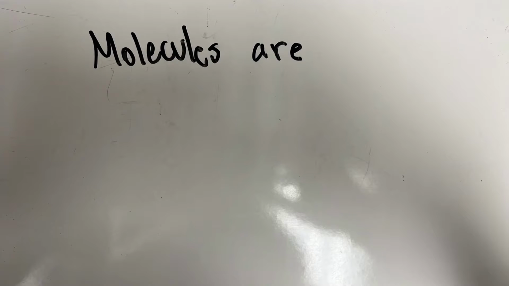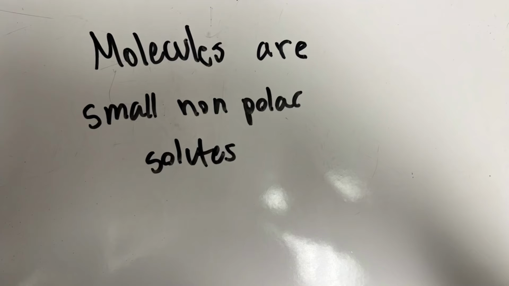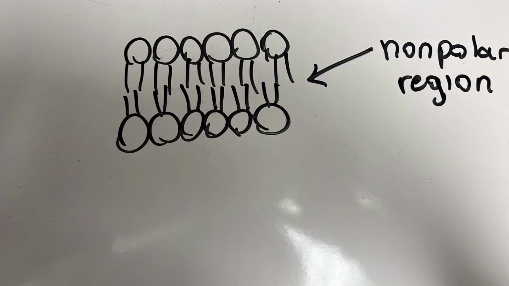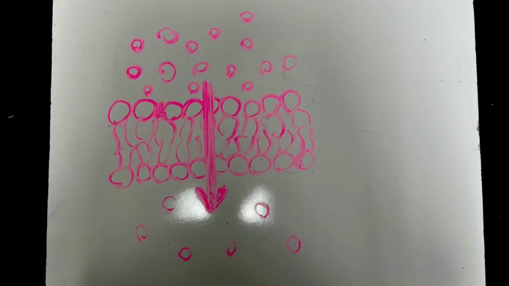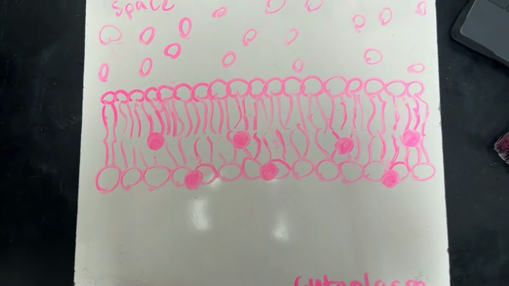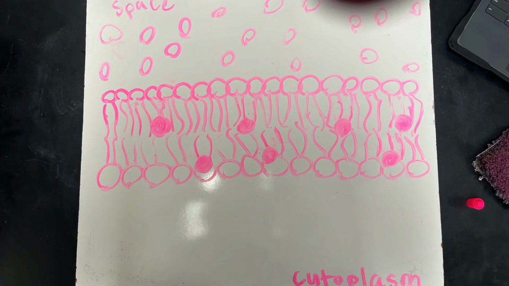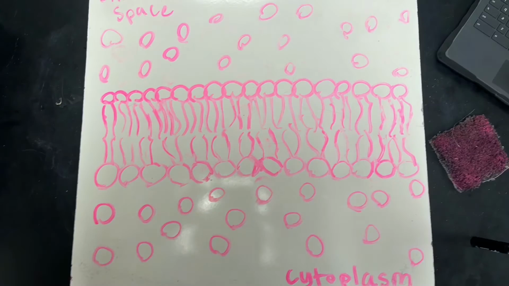Molecules that are able to do this are small nonpolar solutes. This is possible because the middle of the phospholipid bilayer is nonpolar. Some examples of the molecules are oxygen, carbon dioxide, and fatty acids. Specific particles have the ability to pass through the membrane unassisted because of the special properties of the phospholipid bilayer.